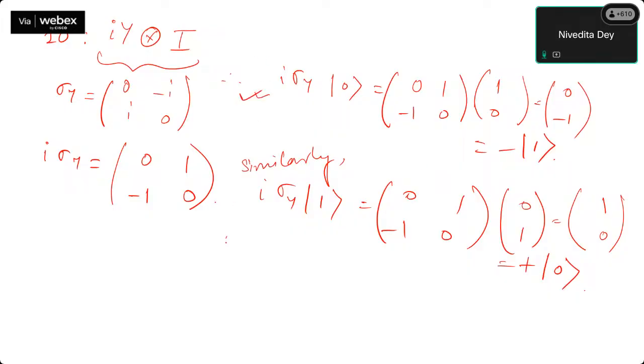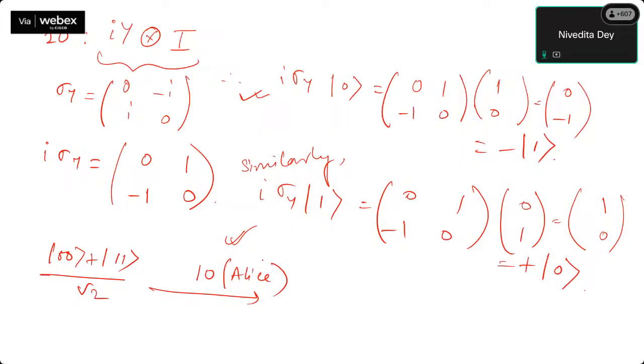Now we will look into what will happen if 10 is applied. Or what was that state? So this will be applied on (ket 00 plus ket 11) by root 2, on application of 10 by Alice. So that means this will become minus 10, because it is Alice's part of the qubit. So 0 will now become minus 1, so it's minus 10. And 1 will become only 0. So this is plus 01 by root 2. I hope it is clear.